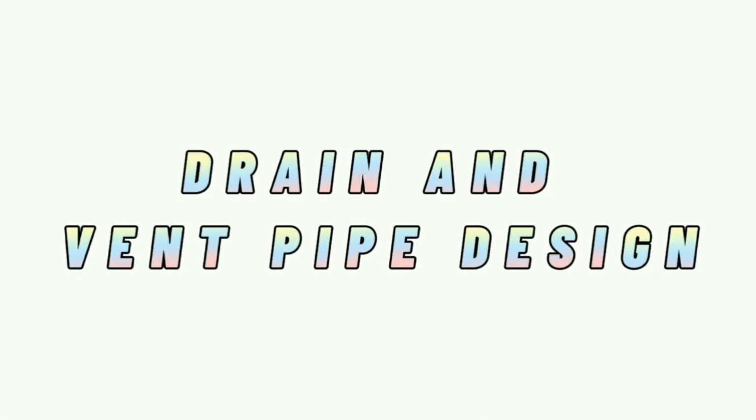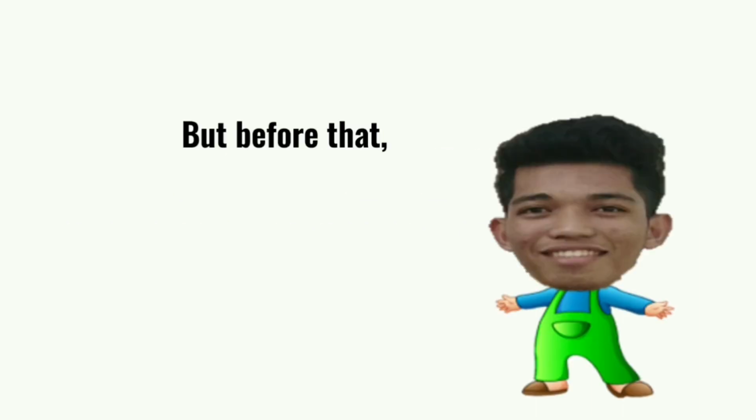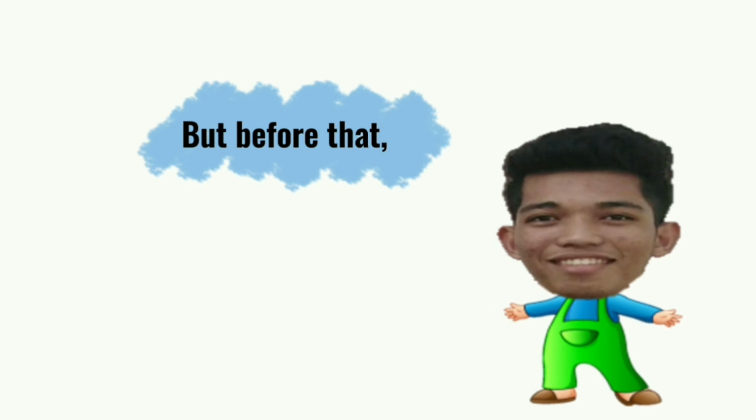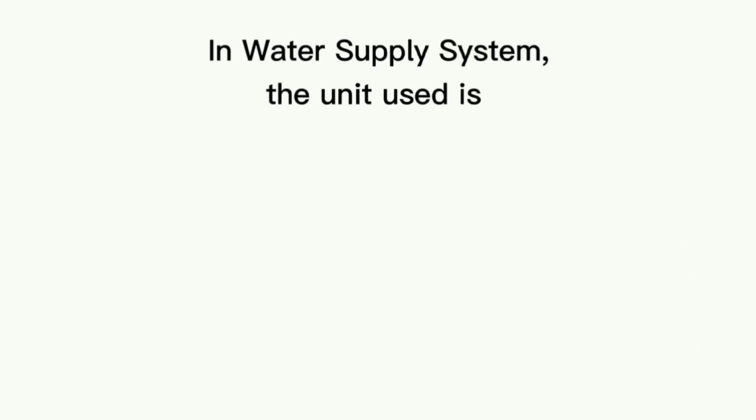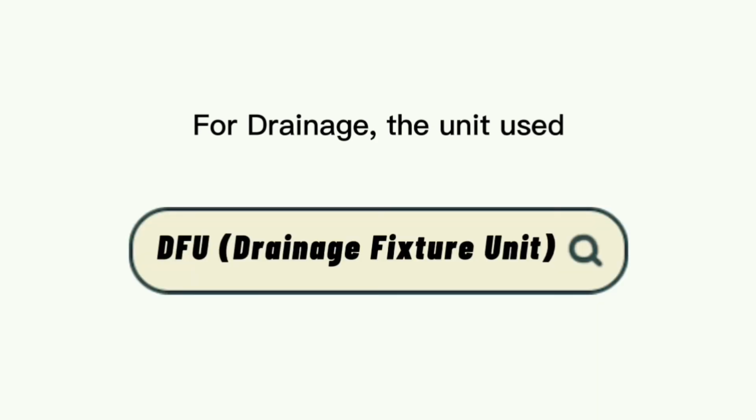So for our last topic para sa sanitary drainage system, we have the drain and vent pipe design. Bago natin simulan yung discussion dito, nais ko lang linawin na kung sa water supply system, yung unit na ginagamit nila is WSFU. Sa drainage naman, yung unit na ginagamit natin dito ay DFU or the drainage fixture units. So ano nga ba yung drainage fixture units?